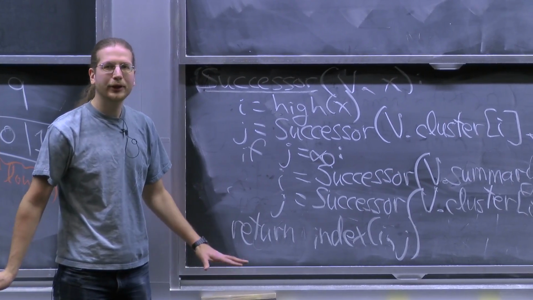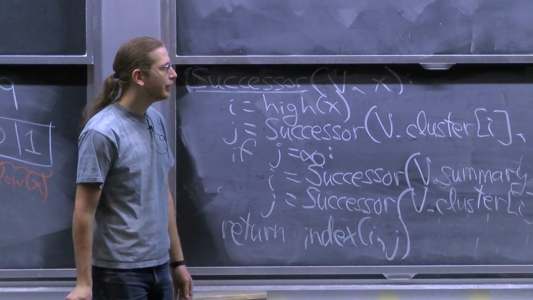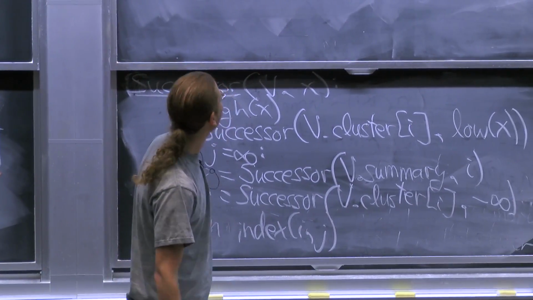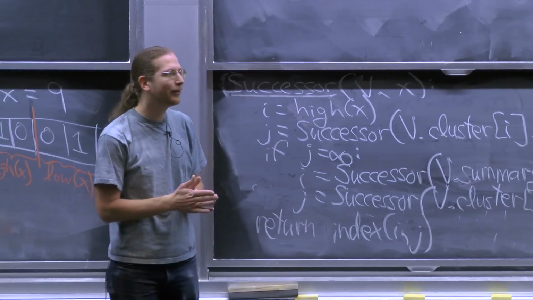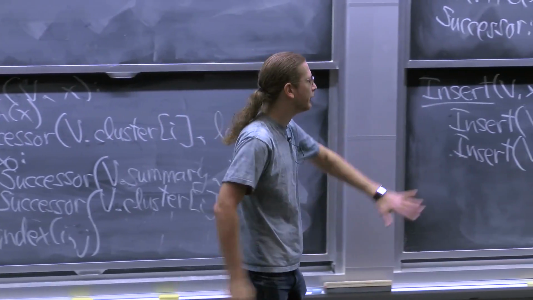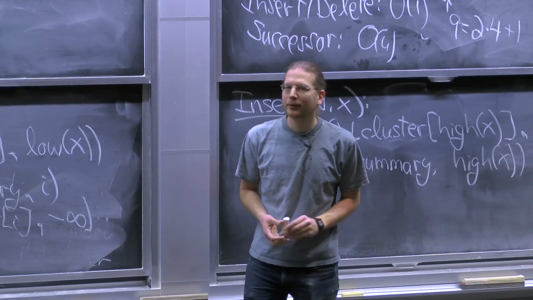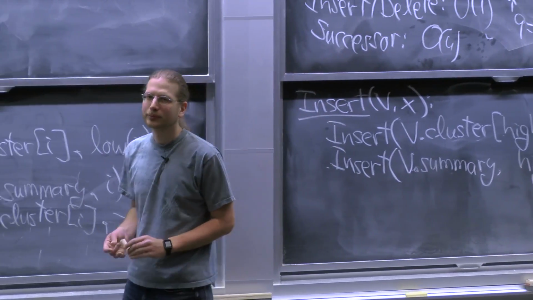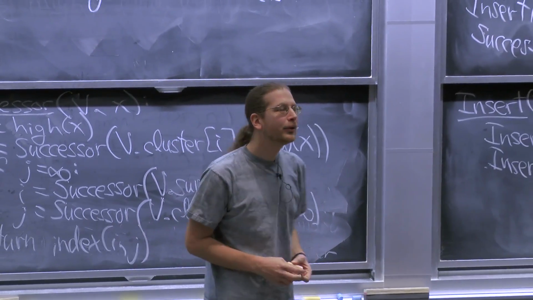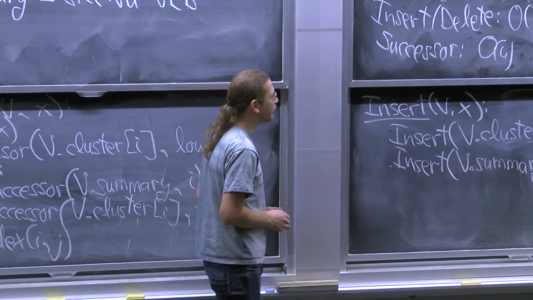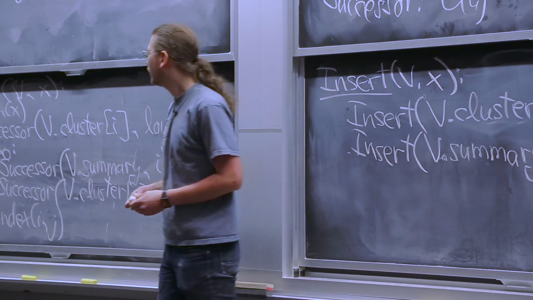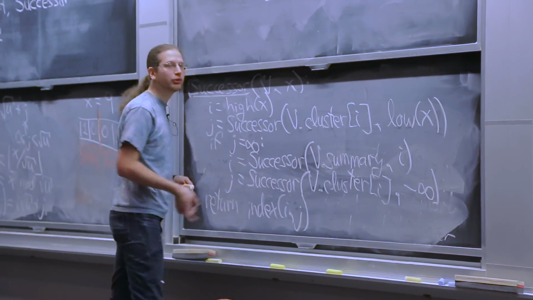Is this algorithm clearly correct? Good. It's also really bad. Well, it's better than everything we've done so far. The last result we had was square root of u. This is going to be better than that, but still not log u. Why? Both of these are bad. Right, I make more than one recursive call to whatever the operation is. Here, insert calls insert twice. Here, successor calls successor potentially 3 times.